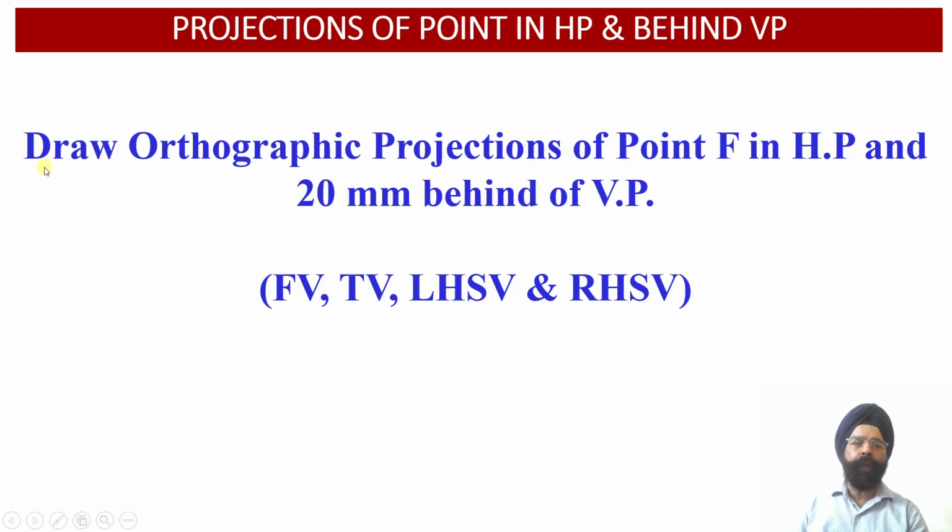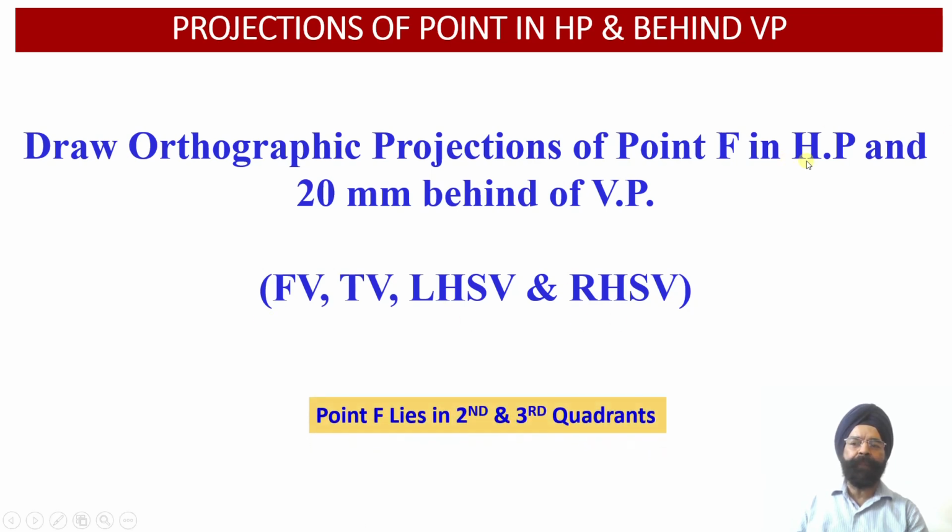Here we are required to obtain the orthographic projections of the point F, which happens to lie in the horizontal plane and 20 millimeter behind the vertical plane. Now we will be evaluating the front view, top view, left hand side view and the right hand side view orthographic projections of this point F. As we know that this point lies in the horizontal plane and behind the vertical plane, this point will be located in the second as well as third quadrant of the orthographic projection system.